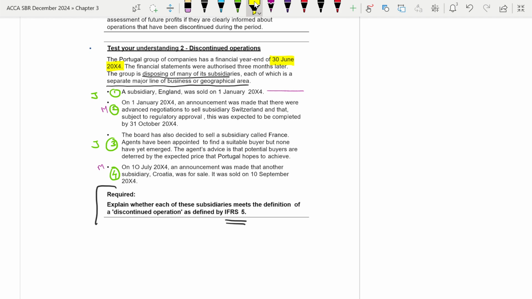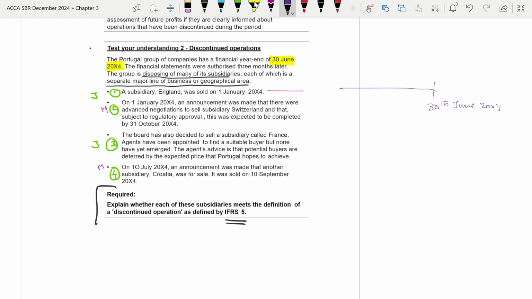The Portugal group of companies has a financial year end of how much? They have a financial year end of how much? 30th June. Very important. This is the reporting date. Two things are there. Read the question, examination also. Every question, follow these rules. The 30th June 2004.